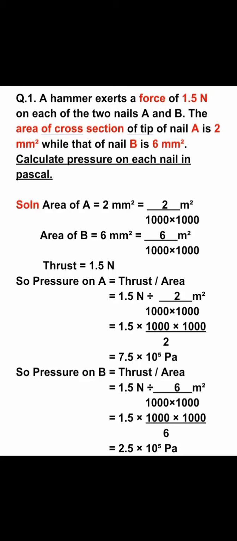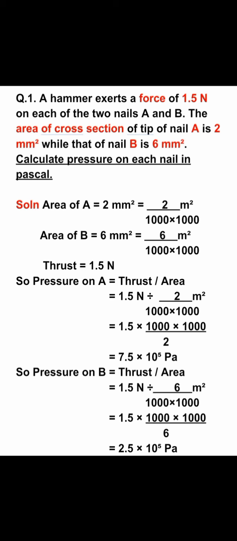As per the question, area of A is given as 2 millimeter square, which is converted to meter square by dividing it by 1000 into 1000. Since 1000 millimeter makes 1 meter, and since it is millimeter square, that is 2 times millimeter into millimeter, that is why it is divided by 1000 two times.